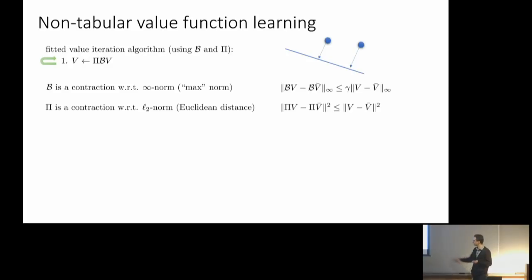So far, so good. We have a contraction here, we have a contraction here. We put the two together, and we don't actually get anything because they're under different norms. And that's actually really, really important. So it turns out that if you have a contraction in the infinity norm and a contraction in the L2 norm, if you compose them, you don't get anything. It's not a contraction of any kind in general.